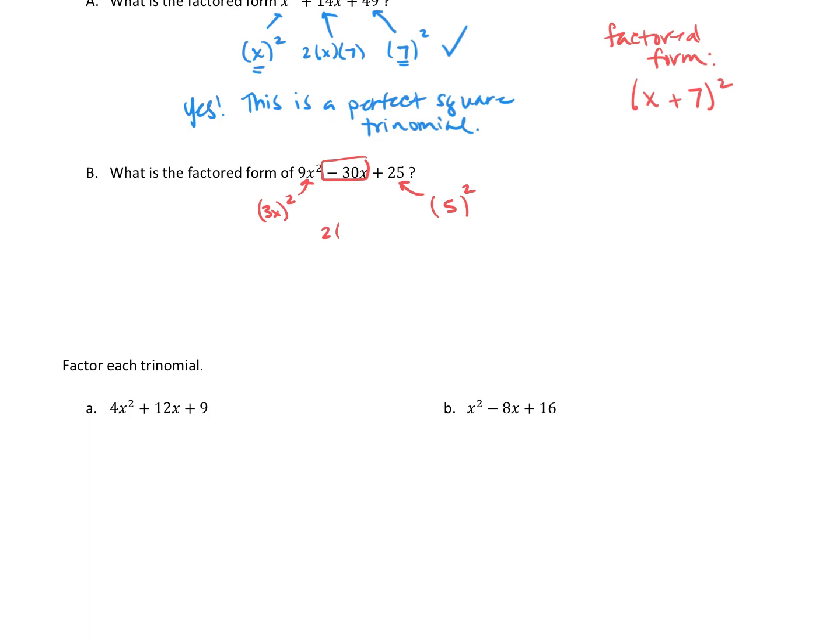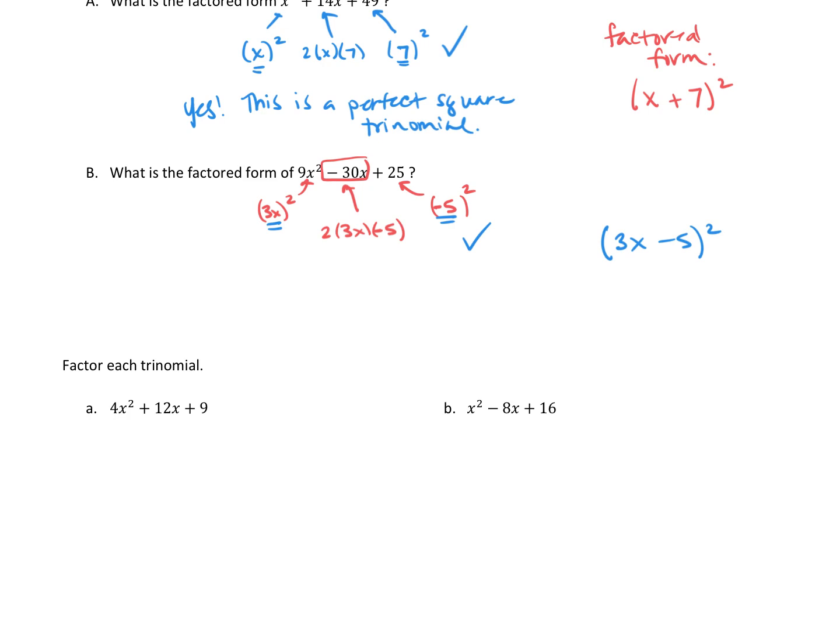If we take 2 times our 3x times our 5, do we get negative 30x? So 3x times 5 is 15x. 15x times 2 is 30x. But we need a negative 30x. So all that means is that that 5 must have been negative. But negative 5 squared is still positive 25. So yeah, that's a perfect square trinomial. So factored form is 3x minus 5 squared. Factored form is the square of a binomial.